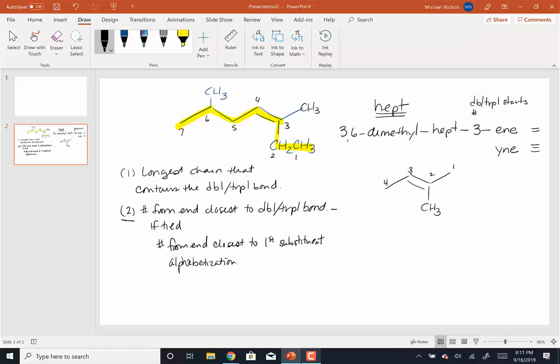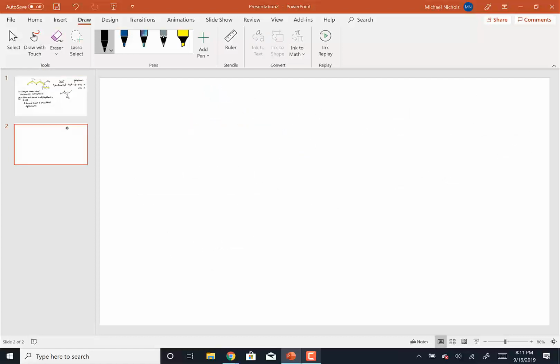And so reading that back, I've got a 7-carbon chain with a double bond starting at carbon 3 and going to 4, and I've got 2 methyls at 3 and 6. That would be how I would interpret that name. Triple bond is going to be the same way.